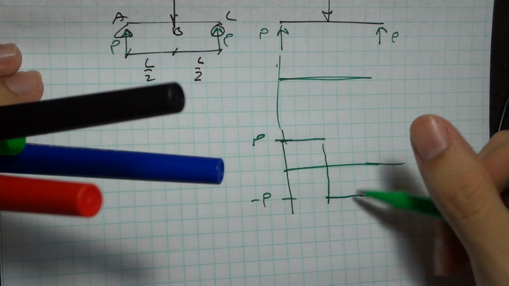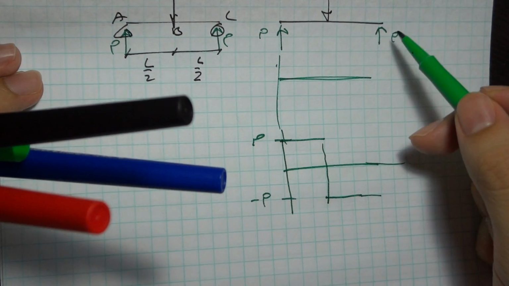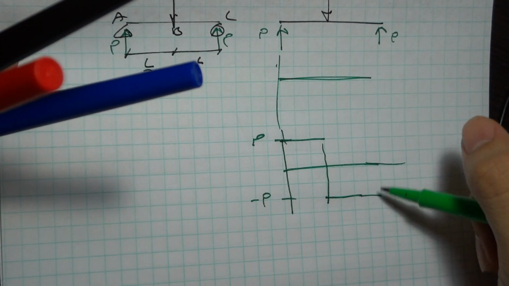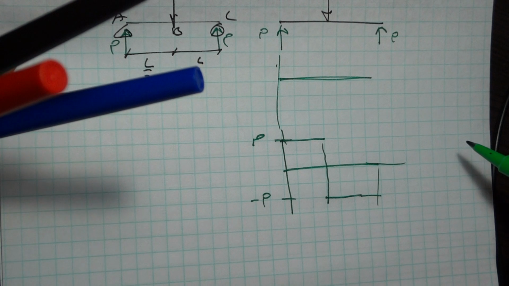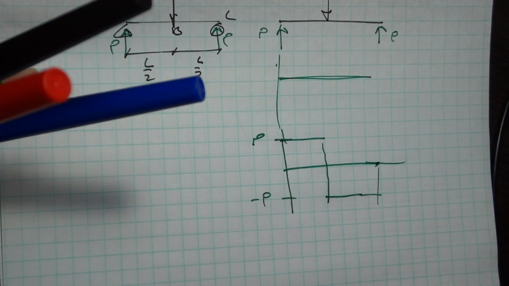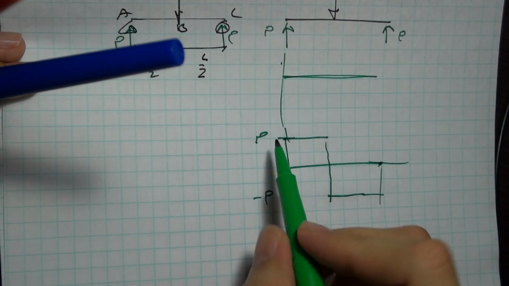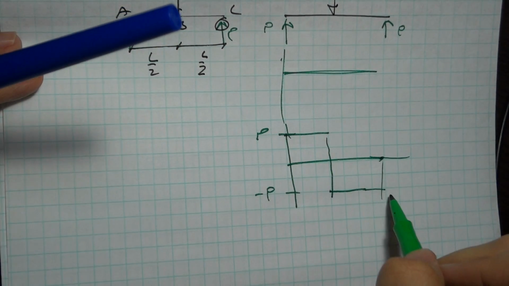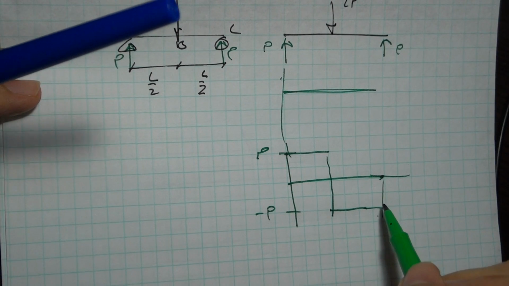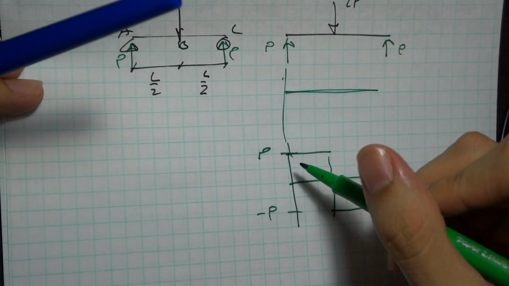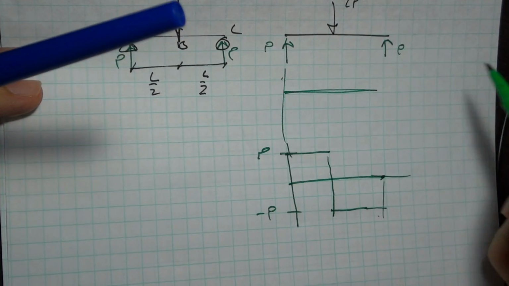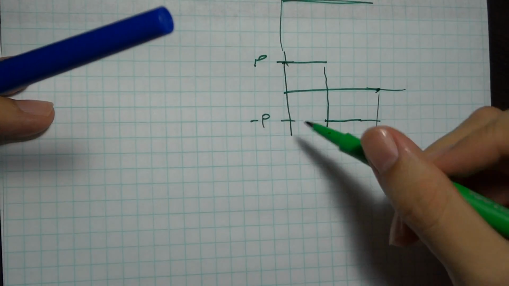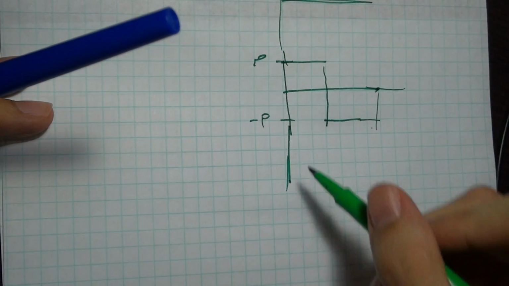It stays constant, and then it goes up by P. At the very end, this arrow is driving my shear upwards, so I end at 0. Remember that this is a very odd way of thinking about it, because you normally say, well, I have to start at P and I have to end at negative P. But really, if you pretend that you're starting at 0 and let the arrows guide you, then you'll get the diagrams very easily.